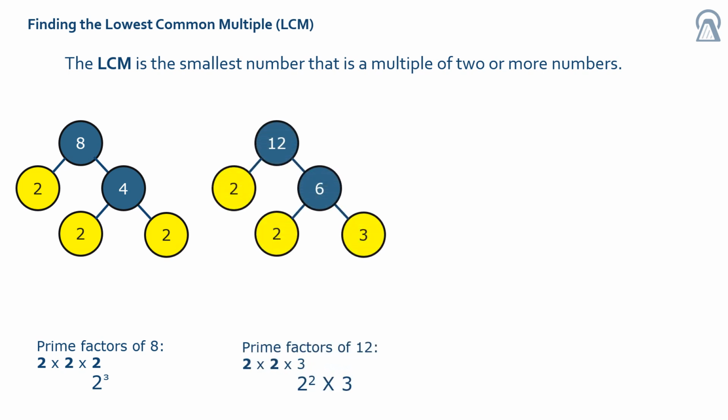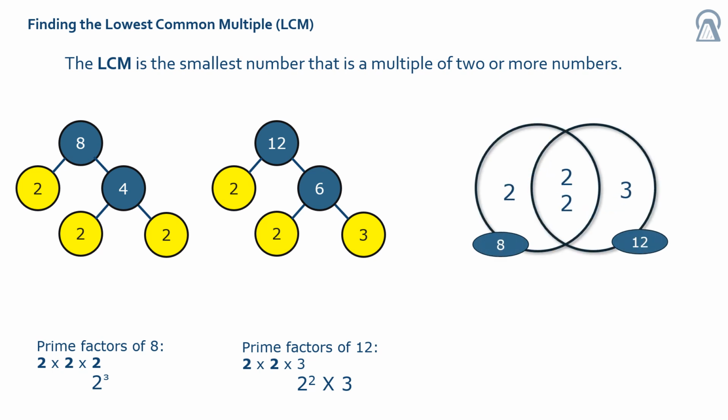squared times 3. So what we want to do now is look at all the numbers in the Venn diagram and multiply them all together. We'd end up with 2 to the power of 3 times 3, which gives us 24. The other way to look at it is to identify the largest exponent of each number and then multiply those together. The largest power of 2 in either list was 2 to the power of 3, and the largest number of 3s was 1, so it's 2 to the power of 3 times 3. It's just another way of getting the same answer.